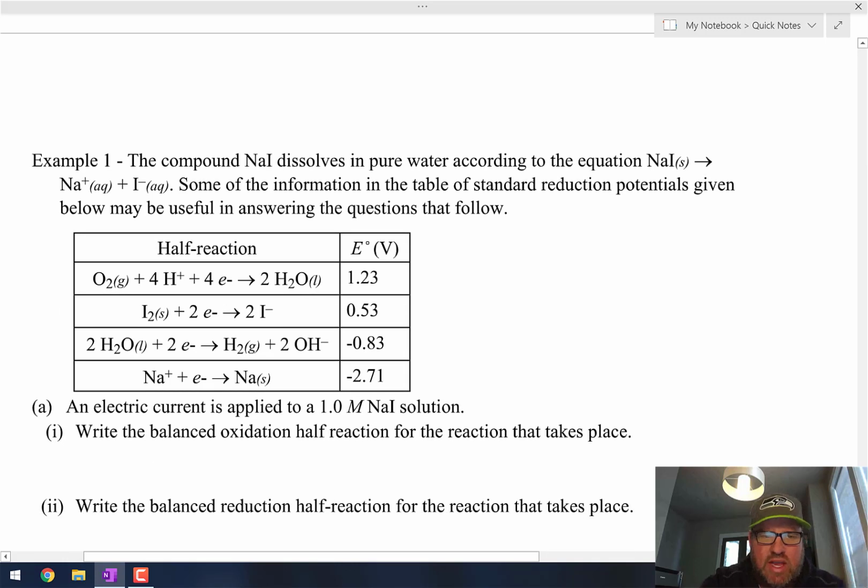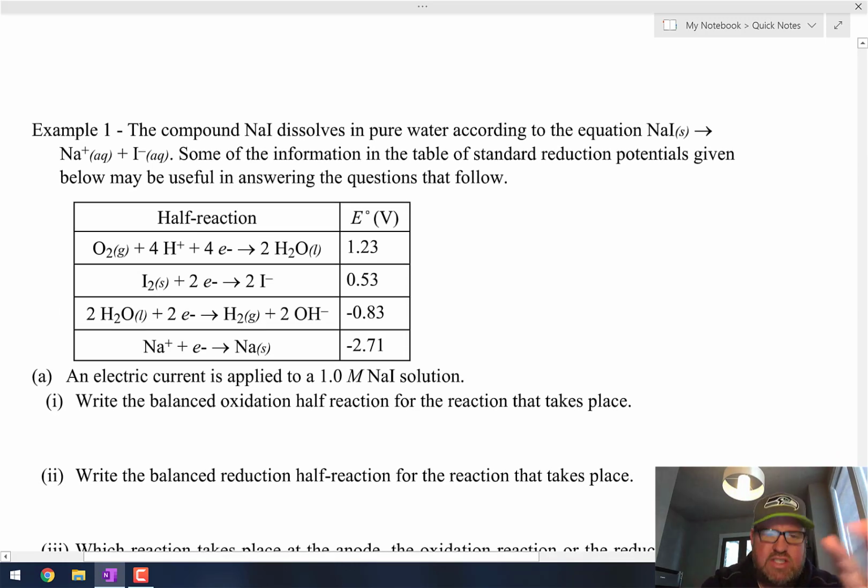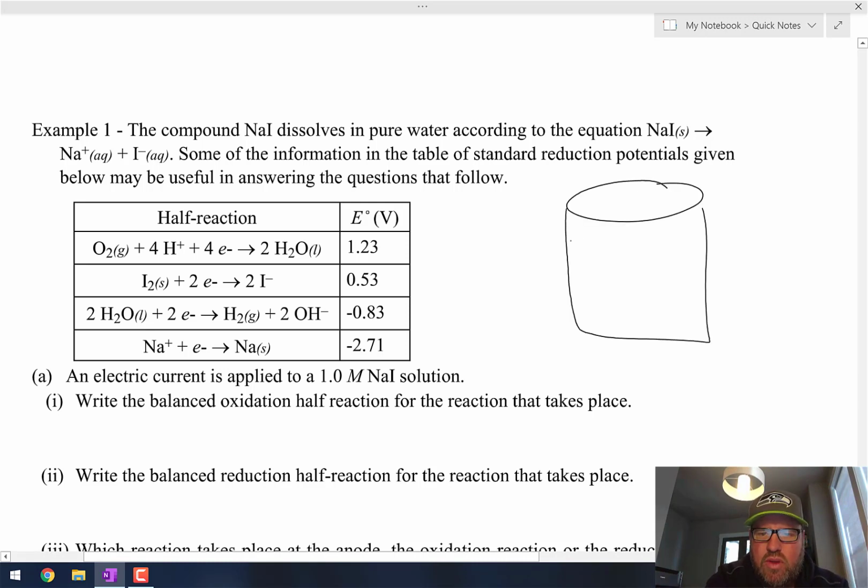So here we can see we've got a table, and this is typical of what you're likely to see if there is an electrolysis question. It says the compound NaI dissolves in pure water according to the equation NaI becomes Na plus and I minus. Some of the information in the table of standard reduction potentials may be useful in answering the questions that follow. So first of all, let's think about what we've got in the water. We've got some water particles, and we've got some sodium ions, and we've got some iodide ions.